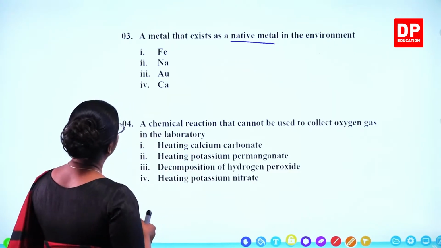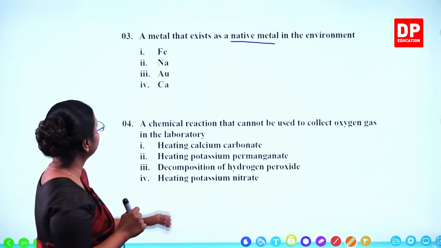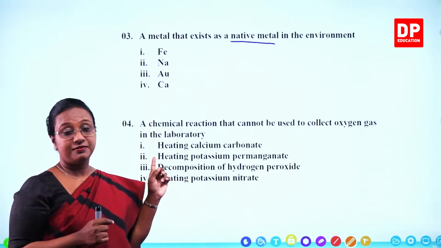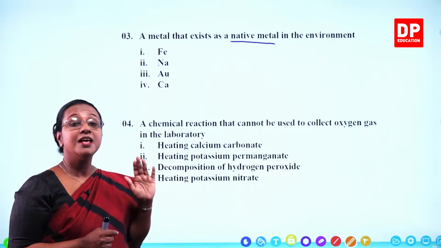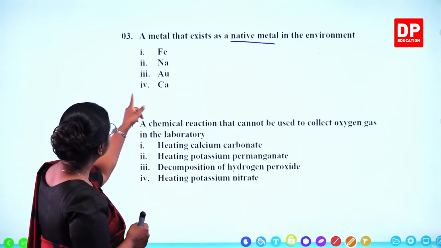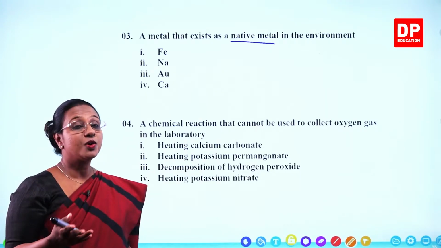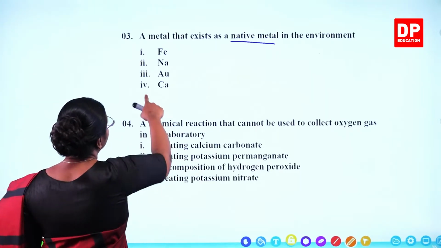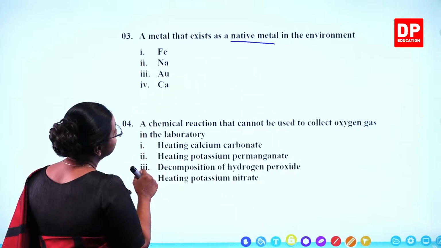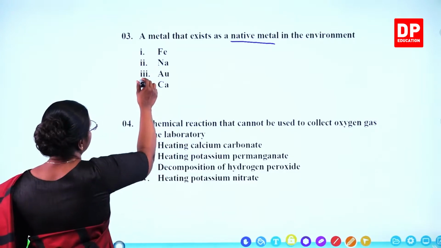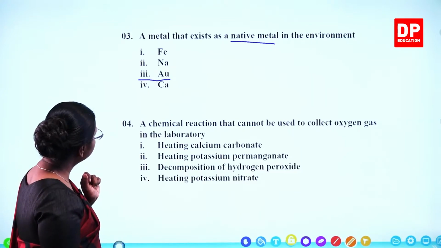So, native metal. Iron, as I told you, moderate reactivity. Sodium, high reactivity. Gold, the last element in the activity series, has the lowest reactivity. Calcium, the third element in the activity series, is also highly reactive. So, gold is the metal that exists as a native metal in the environment. Gold, Au.